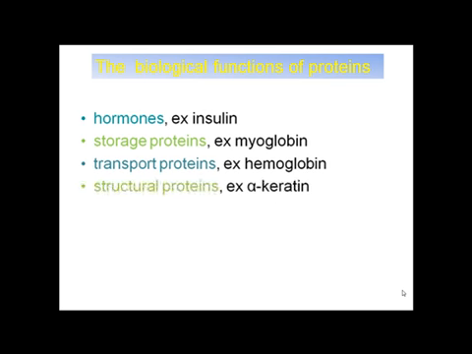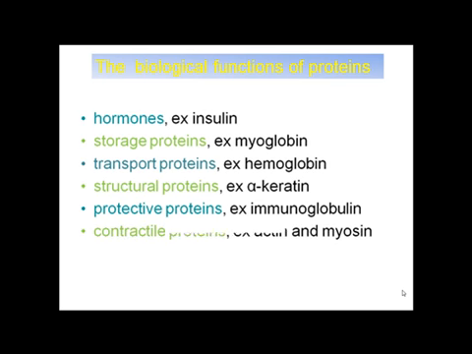Structural proteins, example alpha-keratin, the main components of hair or nail. Protective protein, example immunoglobulin that aids in destruction of invading bacteria. Contractile proteins, example actin and myosin that govern the muscle movement, and then the enzymes, example amylase that begins the digestion of carbohydrates.